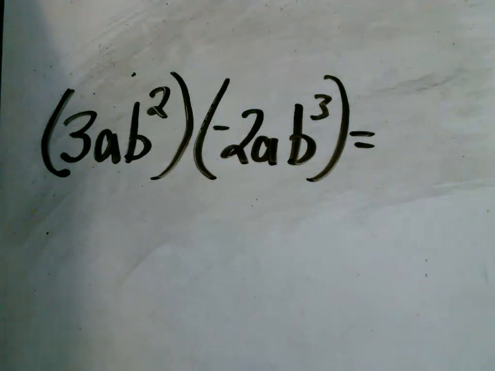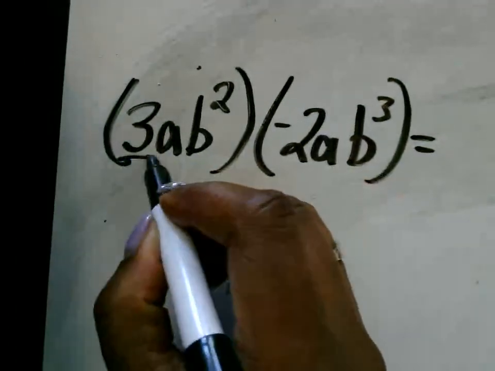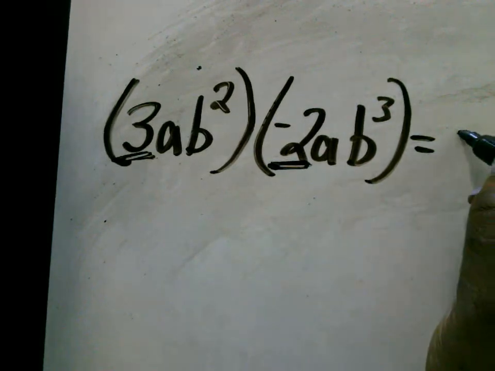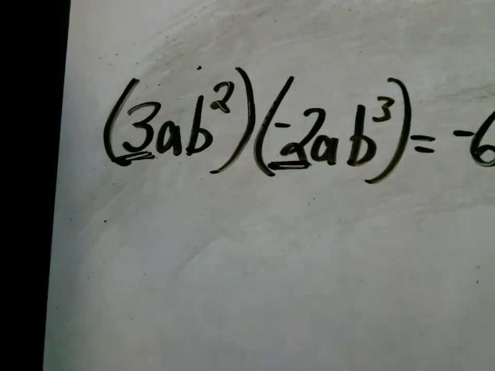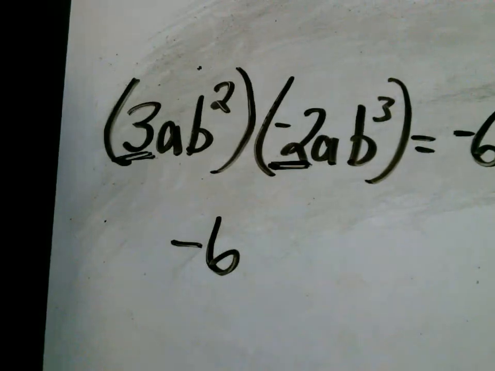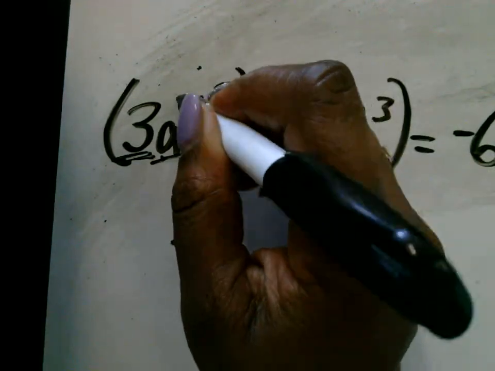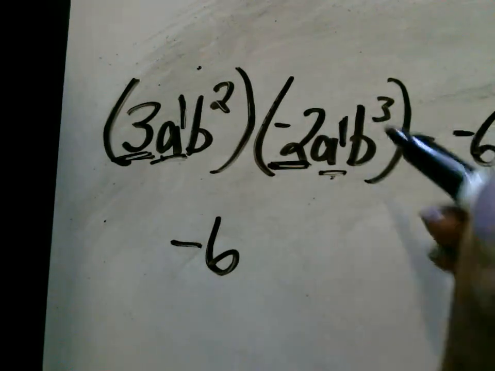You're going to multiply. Let's multiply the numbers first. What is 3 times a negative 2? That's how we get negative 6. Let me write it down this way. All right, so now we're going to multiply this. We got 1a times 1a.